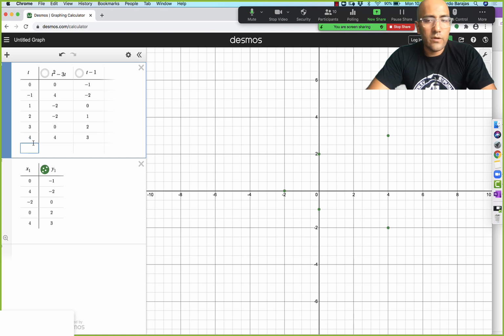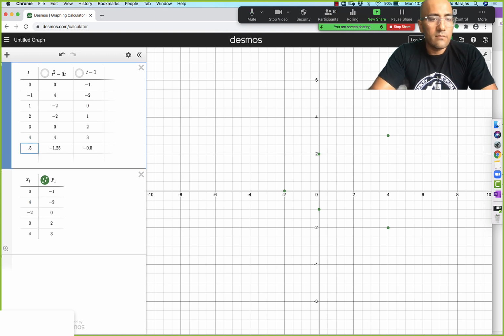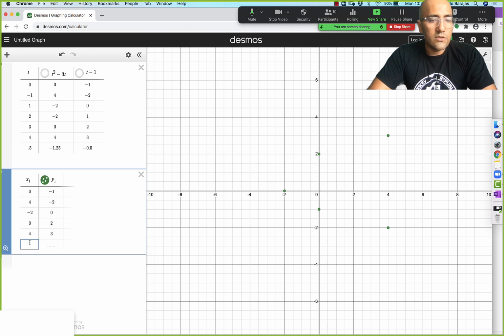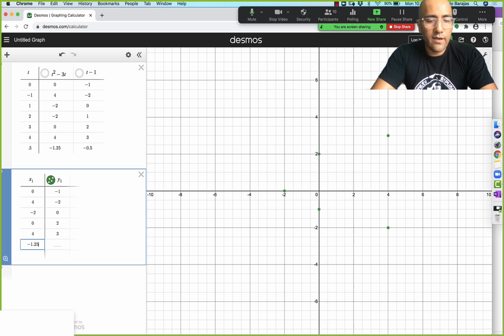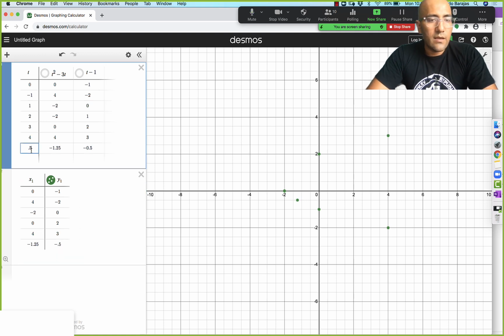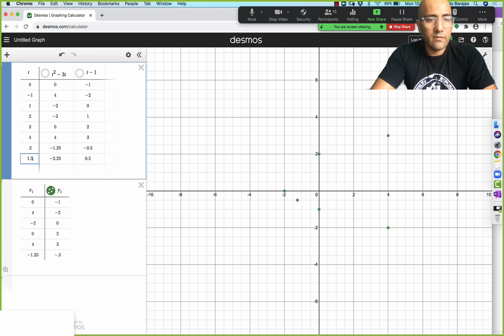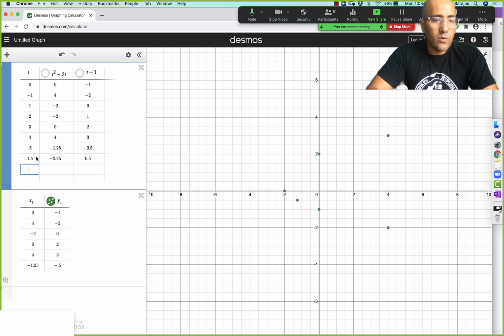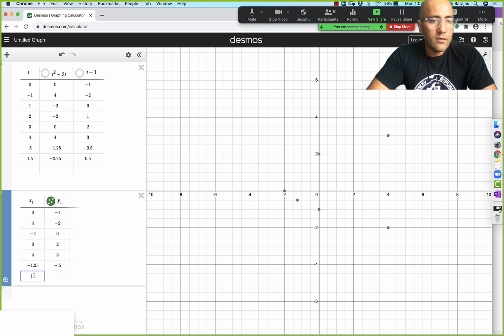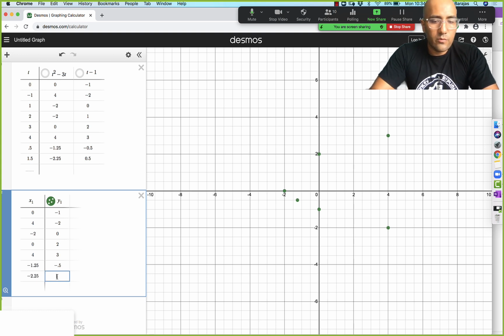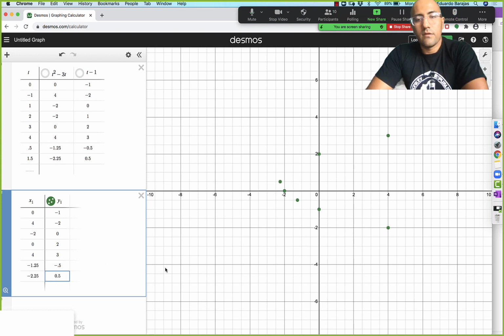Let's try a couple more. How about some decimal values? How about 0.5? 0.5 will lead to -1.25 for my x-coordinate and -0.5 for my y-coordinate. So that leads me to another point there. How about if I do 1.5? 1.5 will lead to -2.25, and then the output would be +0.5. Okay, I'm starting to get a better sense of where this is heading.